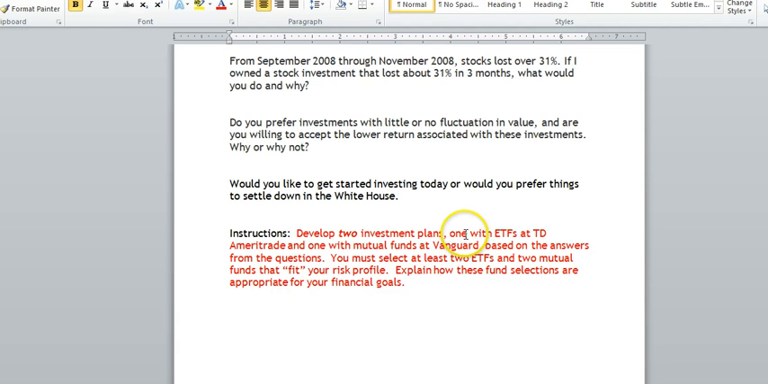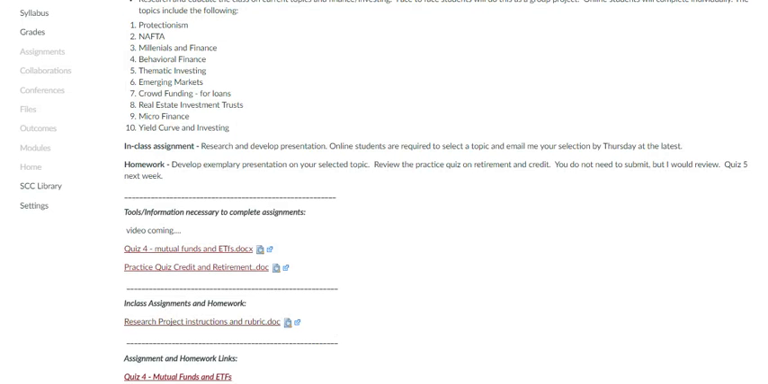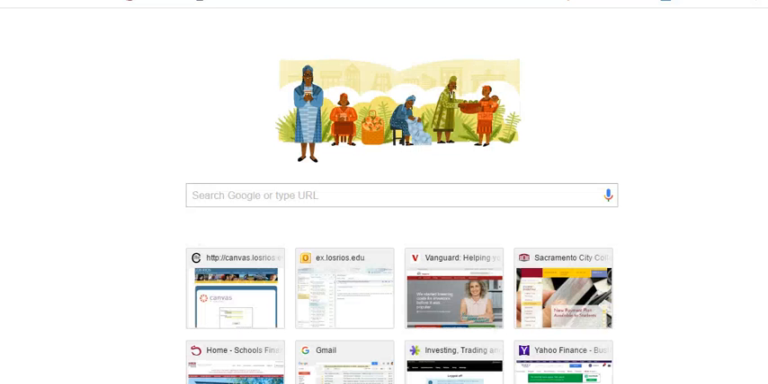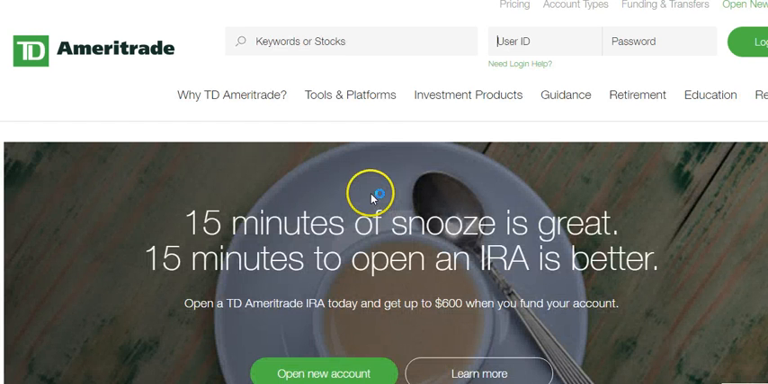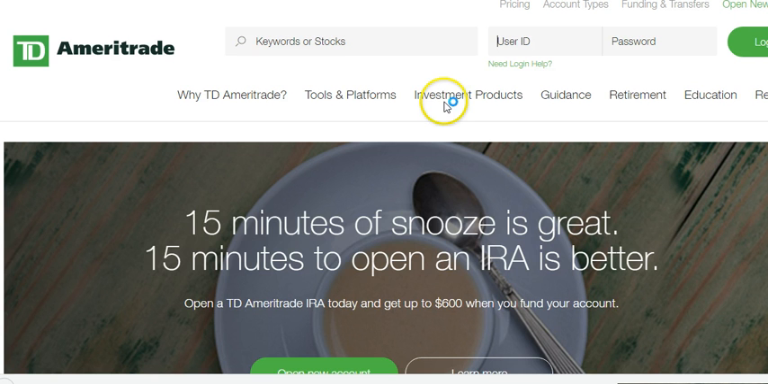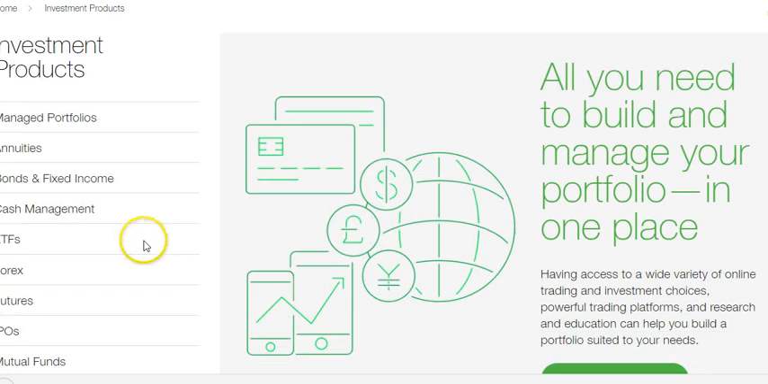You need two investment plans, one with ETFs at TD Ameritrade. Remember, it has to be the list of free ETFs, and the other is mutual funds from Vanguard. Just in case you don't remember this, I'm going to pop over here and go to TD Ameritrade, to their website, and under investment products here, I'm going to pick ETFs.